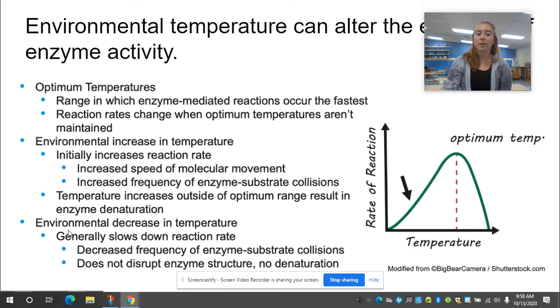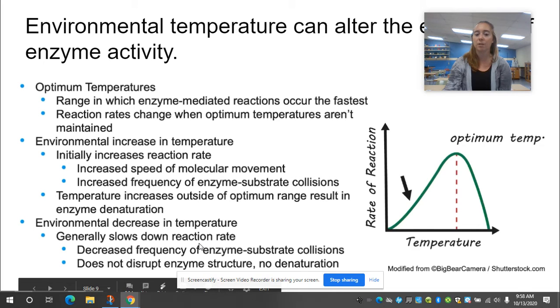We're going to also see, though, on the other hand, that environmental decrease in temperature. So if the environment temperature goes down, it's going to also slow that reaction rate. We see that here, that this reaction rate is really slow with a low temperature. And so decreased frequency of the enzyme substrate collisions are going to happen.